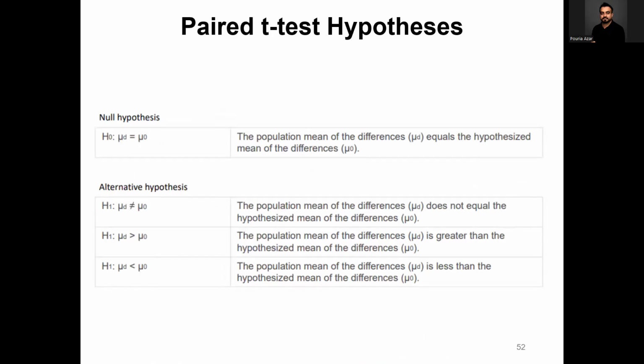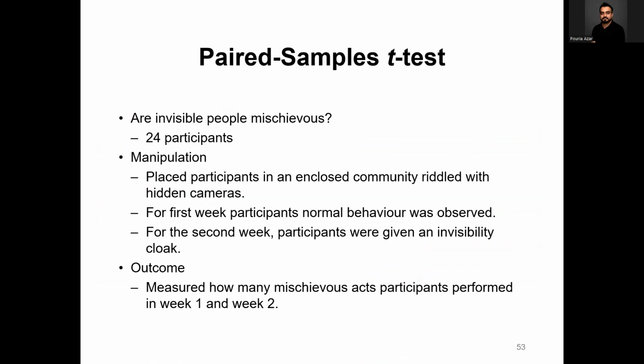So this is the hypothesis. The null hypothesis can be stated as: the population mean of the differences equals the hypothesized mean of the differences. And for the alternative hypothesis, we have three different scenarios here. The population mean of the differences does not equal the hypothesized mean of the differences. Or the population mean of the differences is greater than the hypothesized mean of the differences. Or the population mean of the differences is less than the hypothesized mean of the differences.